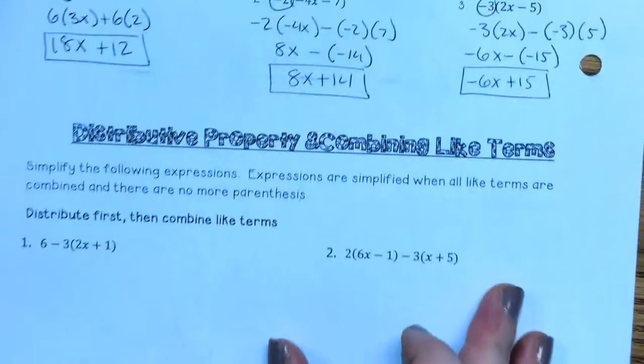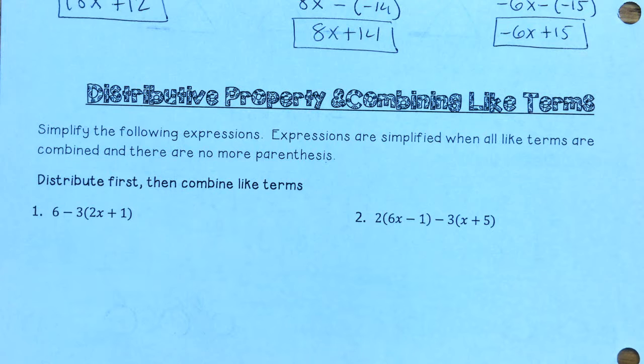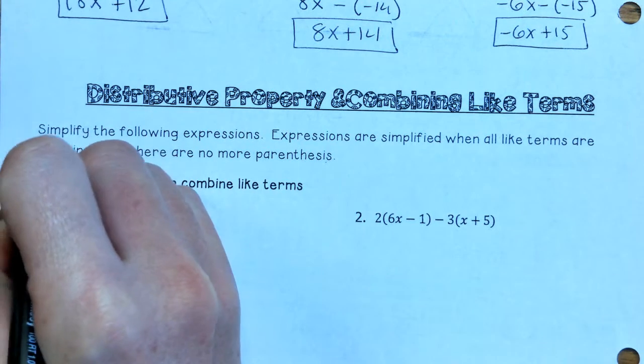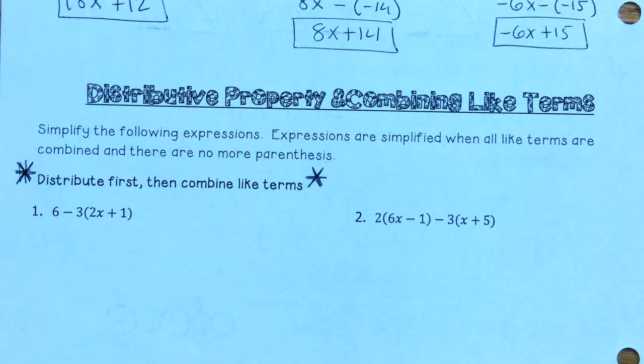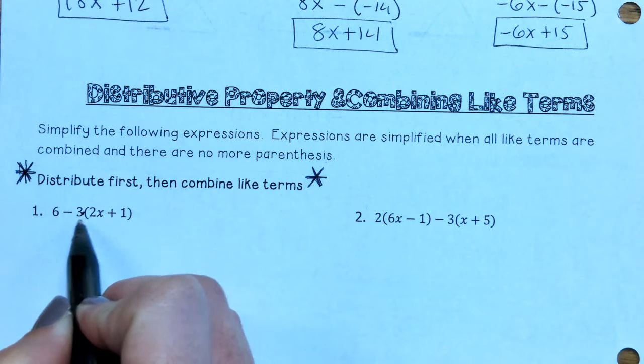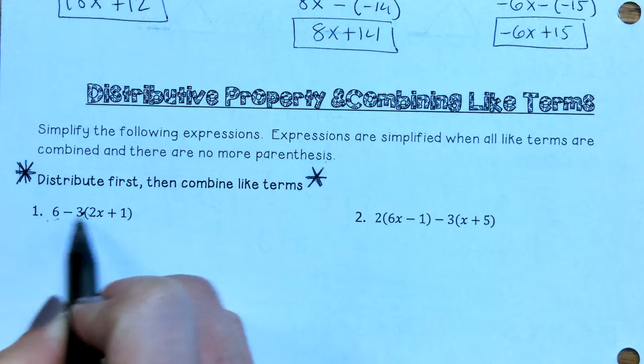Okay. All right, the bottom ones have the distributive property and combining like terms. So we need to make sure that we distribute first and then combine like terms. So right here, distribute first to get rid of those parentheses and then combine your like terms. Because in the order of operations, multiplication comes before addition or subtraction. So this times 3 comes before the 6 minus 3.